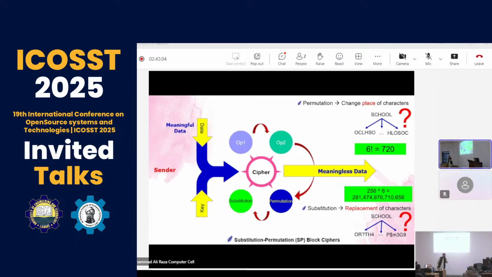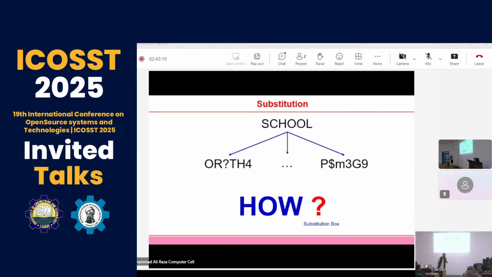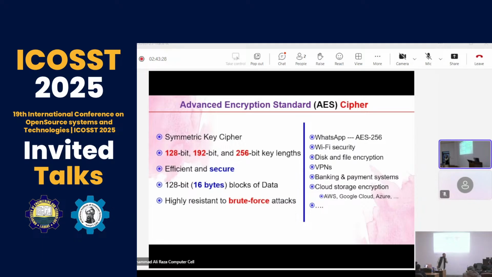What will be your choice whenever you design your own algorithm? Permutation or substitution? Exactly, the choice. We use a table that is called a substitution box. Yes, that will give you the best part. More than 50% of applications in security, in the banks and telecoms, in the defense sectors, even your WhatsApp.